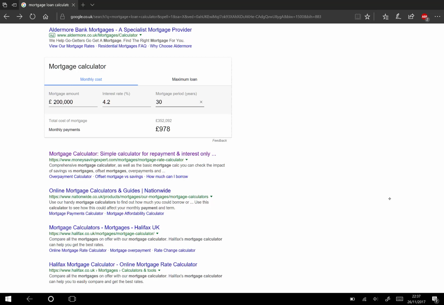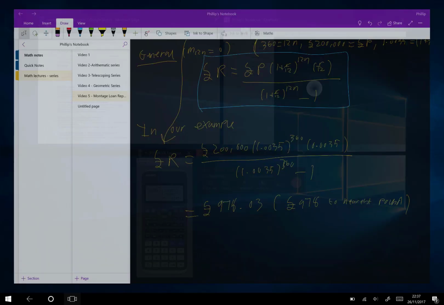It's come to 352,092 because it took the monthly cost of the mortgage and multiplied it by 360, the number of months, because that's 360 monthly payments in order to pay off the mortgage. So that's what it's done.